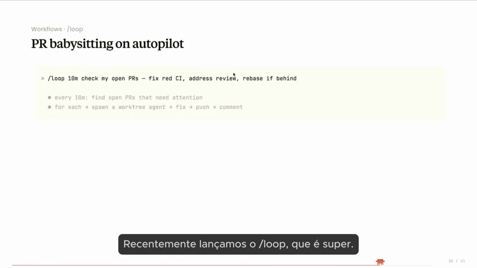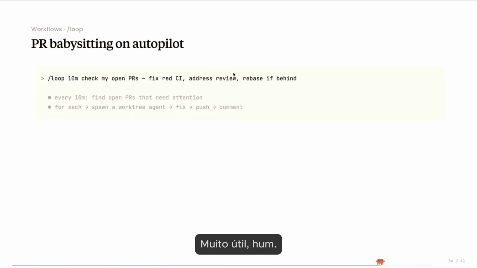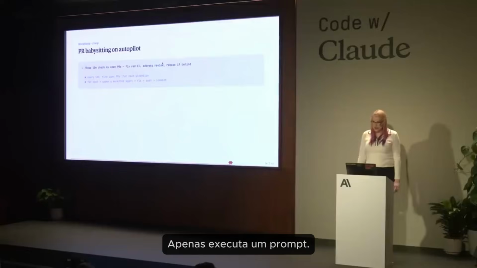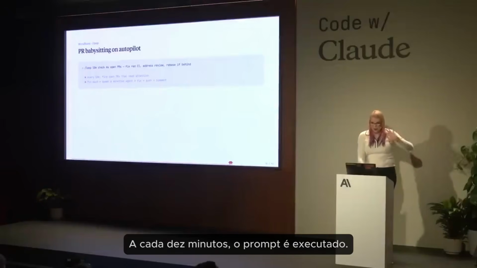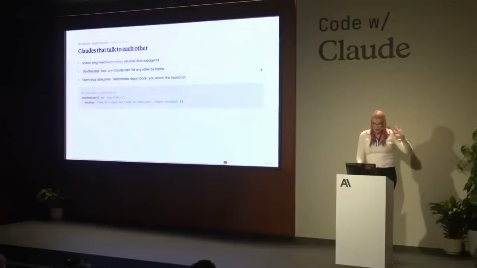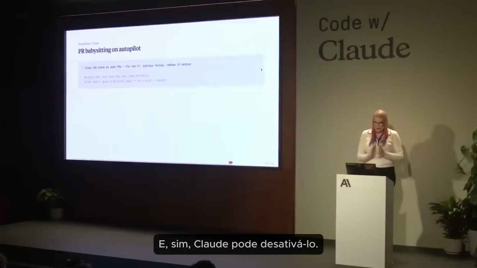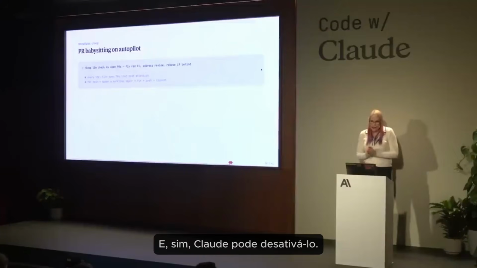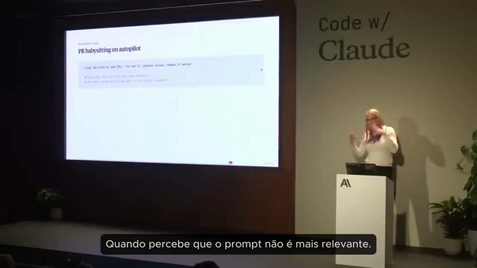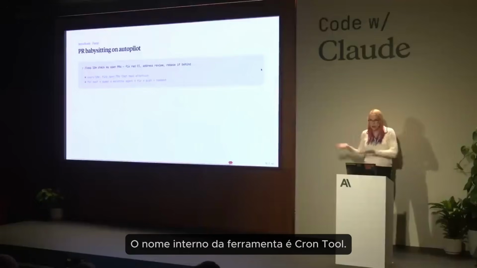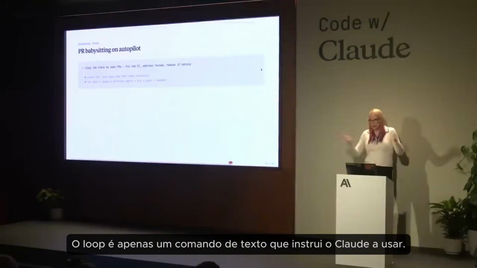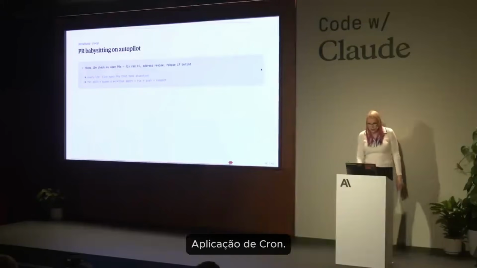/loop, we recently launched, is super, super helpful. It literally just runs a prompt every fixed interval of time. So every 10 minutes, it'll run this prompt. Claude has the ability to turn it off when it knows the prompt is no longer relevant. Literally, the internal name for the tool is cron tool, and /loop is just a text command that tells Claude to use cron tool.